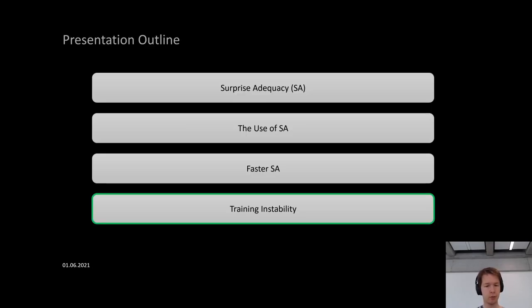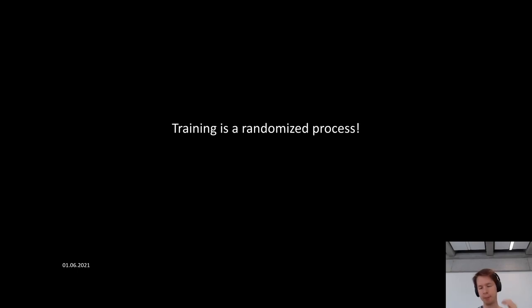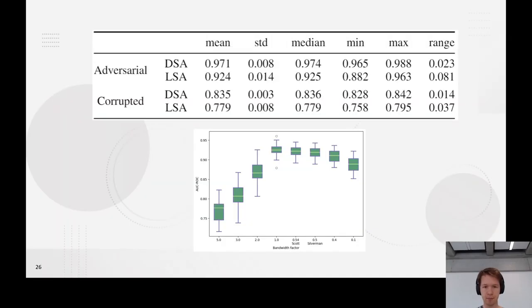Okay, so while conducting these experiments, we found that surprise adequacy is actually unstable, very sensitive to random influences in the training process. So when we train a neural network, we have random initial weights, we have random influences as part of the regularization, for example, and they have an influence on the activations and hence on surprise adequacy. And actually this influence can be quite large.